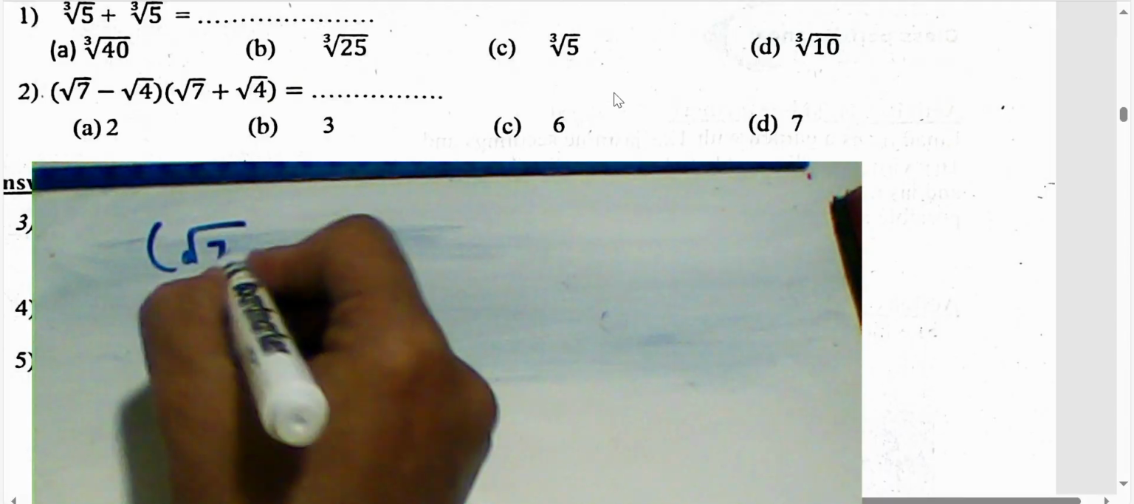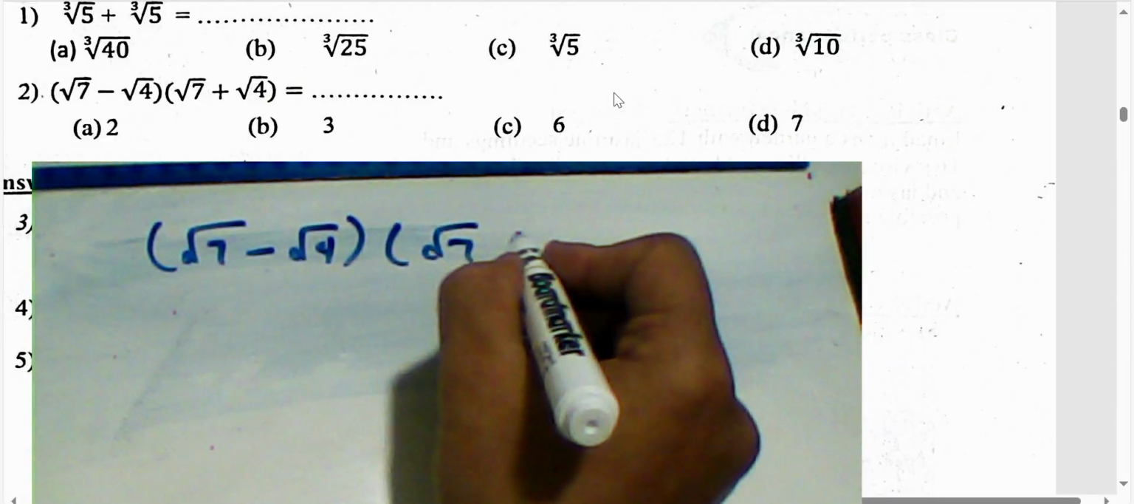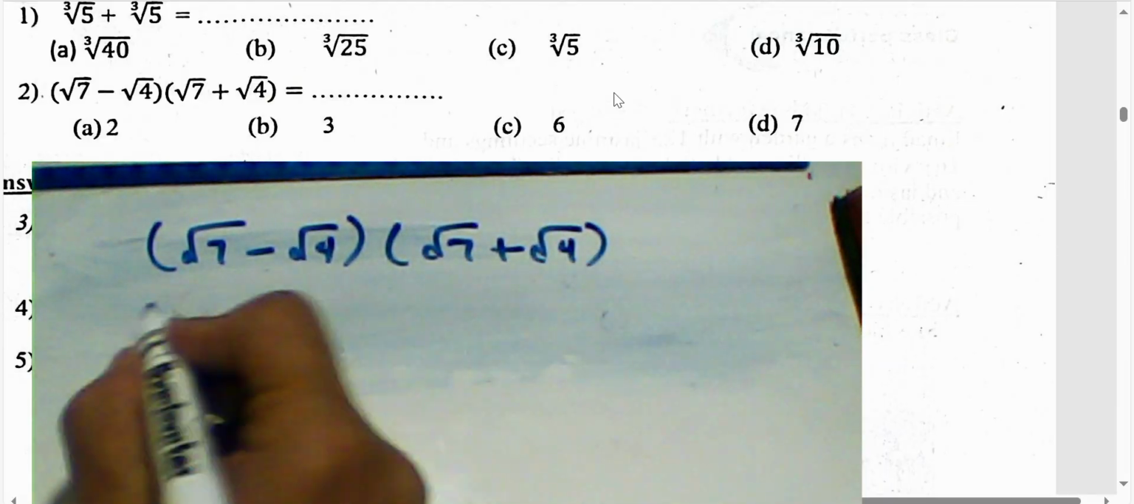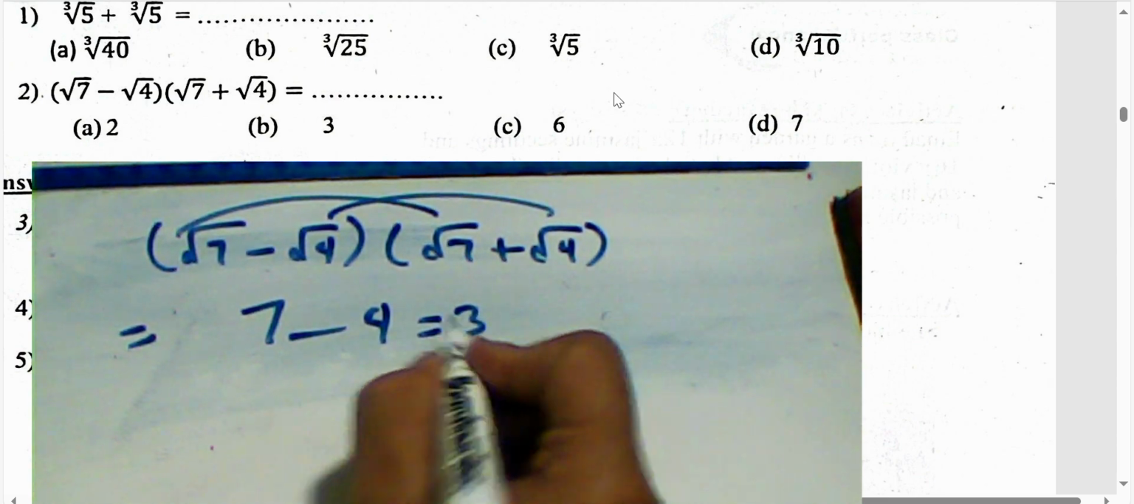Next question. Product by root 7 minus square root 4 and square root of 7 plus square root of 4. First by first equals 7 and second by second equals 4. 7 minus 4 equals 3.